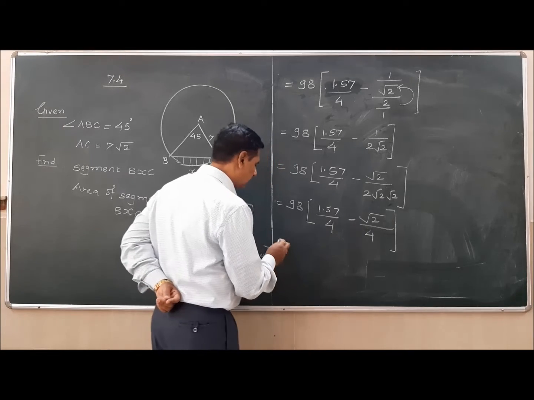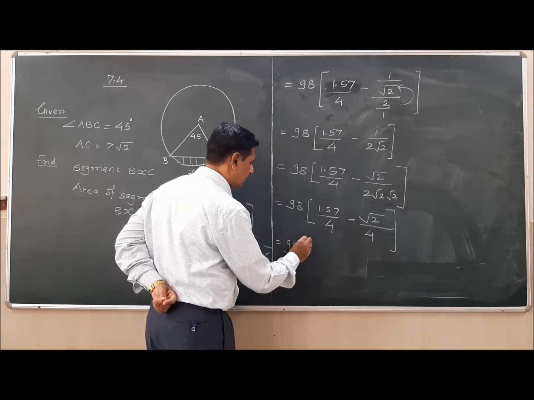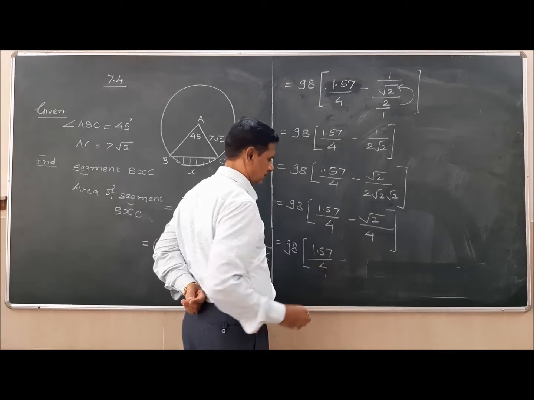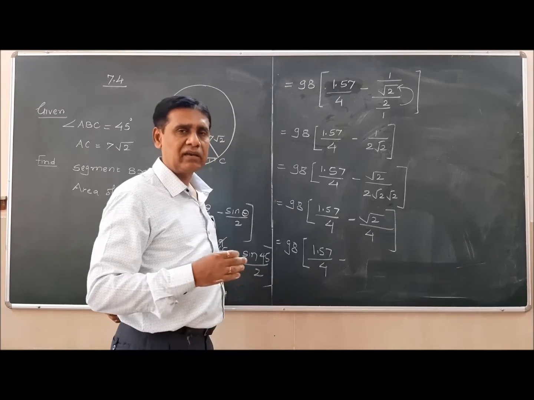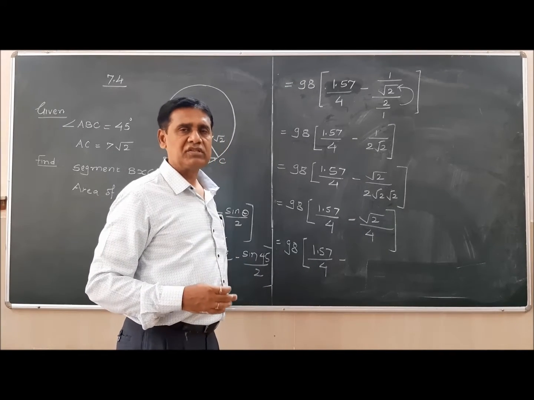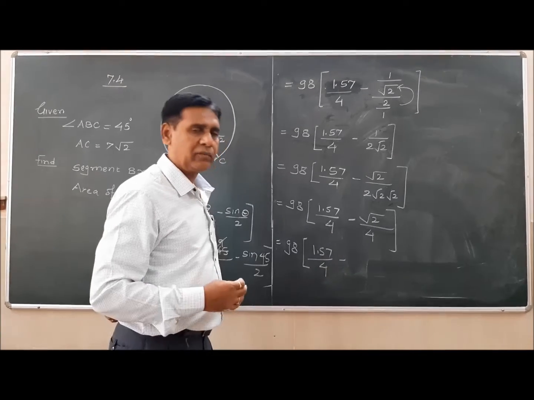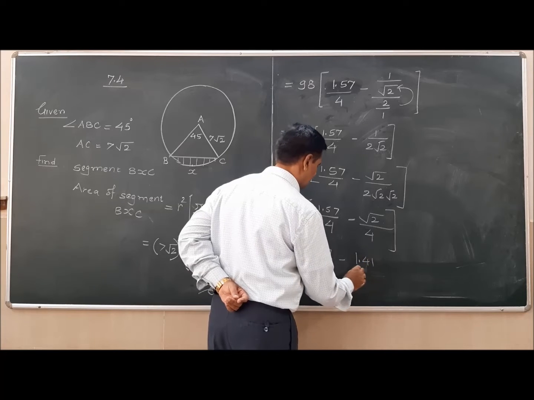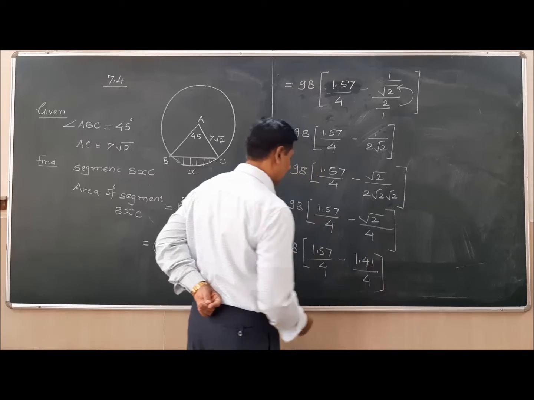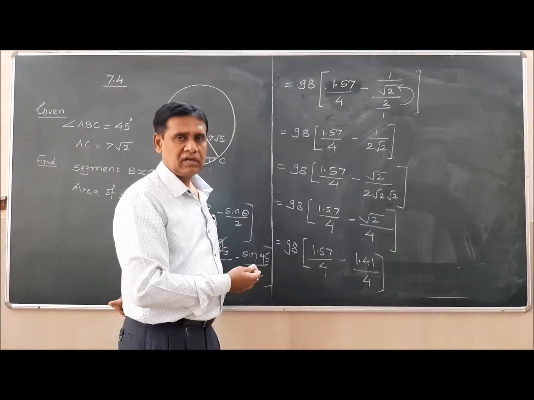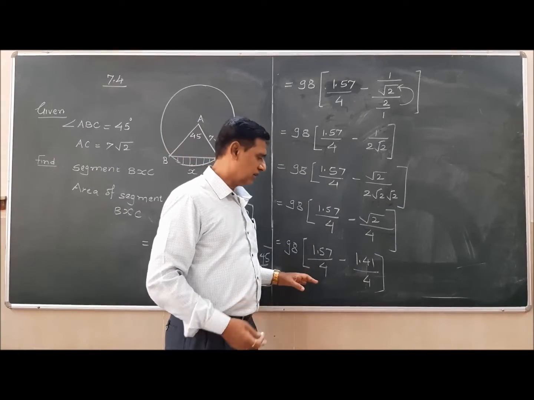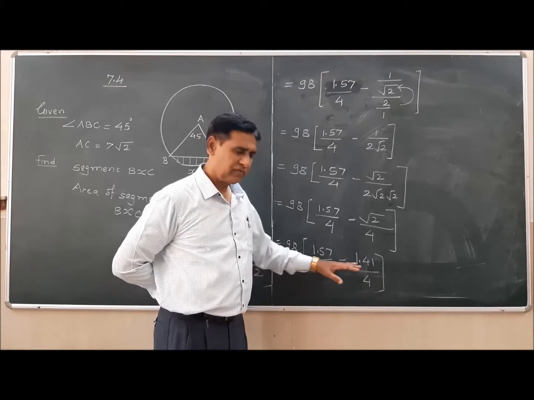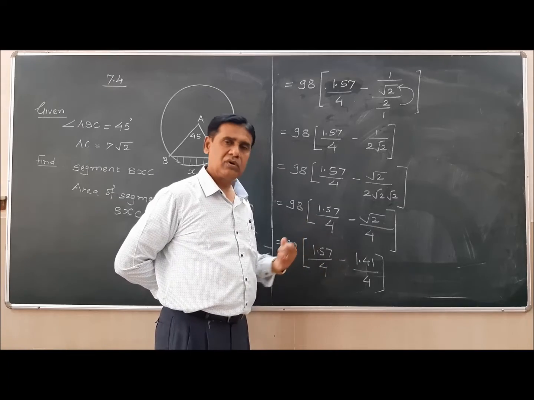Now the next step is 98 into 1.57 upon 4 minus. You all must know the value of root 2, which is 1.414, but I am going to take it as 1.41. So 1.41 upon 4. Now this will become a simple calculation. The reason being that the denominator in the first case as well as the denominator in the second case are the same. Each one of them is 4. So simply I am going to subtract the numerators now.